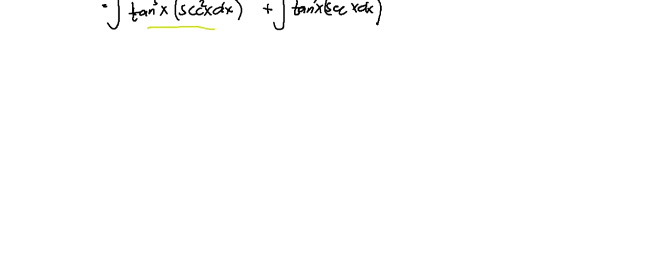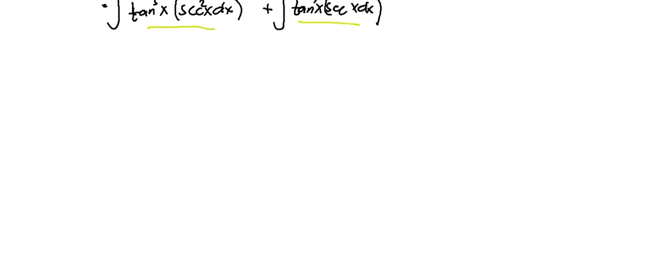Once again, as you can see here, you can now distribute this secant squared x. So we have tangent raised to 5 x multiplied by secant squared x dx plus the integral of tangent cube x secant squared x dx, right? That is the second part. The first part is 1, then the second part is 1.